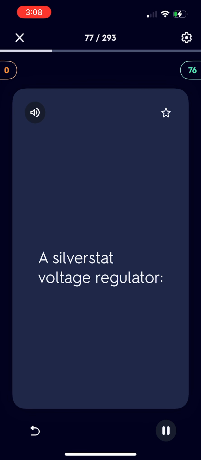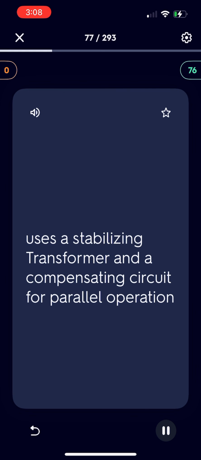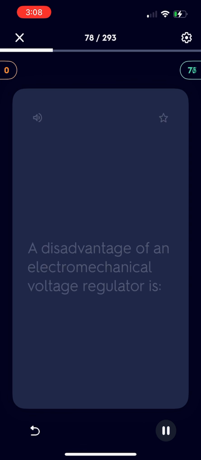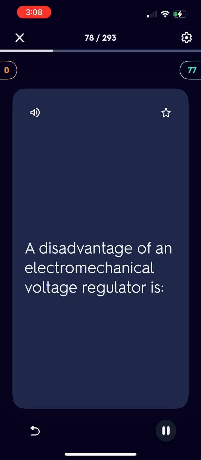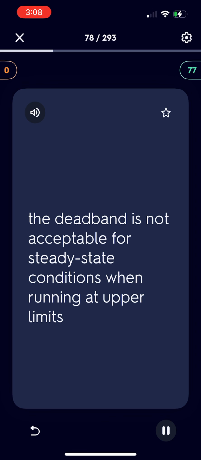A silverstat voltage regulator uses a stabilizing transformer and a compensating circuit for parallel operation. A disadvantage of an electromechanical voltage regulator is the deadband is not acceptable for steady-state conditions when running at upper limits.